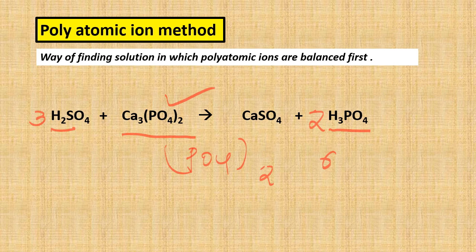Now hydrogen is balanced. Now there are 3 sulfate ions in the reactant side. In order to balance the sulfate ion, we need to put 3 in front of CaSO4. Now sulfate ion is also balanced. Now it's time for calcium. Look at the calcium ion. Calcium ion is already balanced. So this is the required balanced equation.